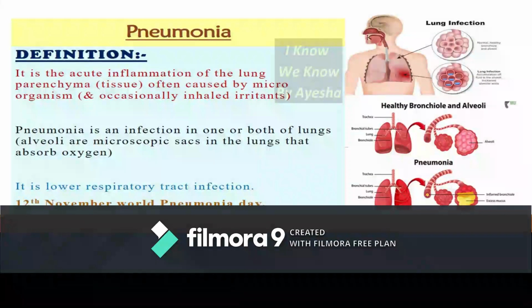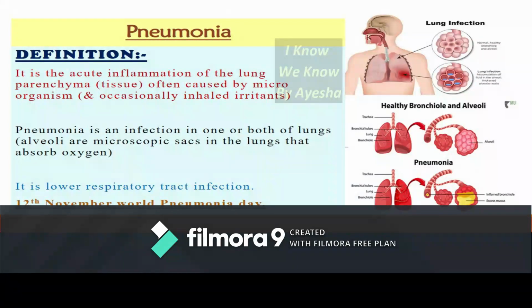Coming to the definition, pneumonia is an acute inflammation of the lung parenchyma, often caused by microorganisms. Pneumonia is an infection in one or both lungs, mostly affecting the alveoli, the microscopic sacs of the lung, and it is considered a lower respiratory tract infection. 12th November is World Pneumonia Day. During this period we hold awareness sessions to make people aware of pneumonia, how deadly and dangerous a condition it is.